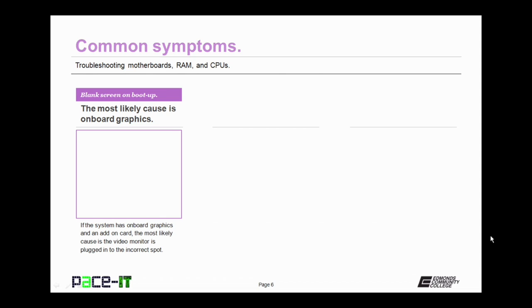If you boot up the system and you got a blank screen, guess what? The most likely cause is your onboard graphics. This is particularly prevalent in systems that have onboard graphics and an add-on card. And what happens is the cord that goes from the monitor to the PC is plugged into the wrong port.